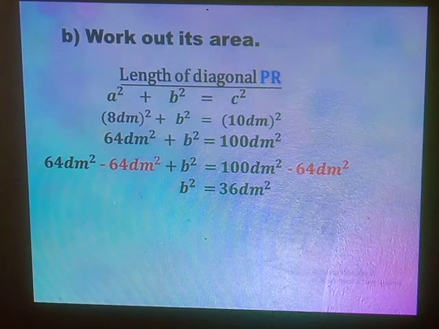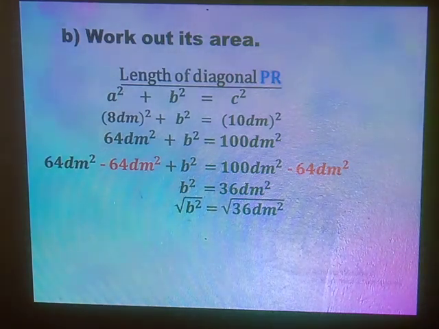So to proceed from there, we need to get the square root of both sides. We need the square root of B squared and the square root of 36 square decimeters. I believe you have done enough of this. Square root of B squared is B. Square root of 36 is 6. Square root of square decimeters will just be decimeters. So that one is just going to give us part of our diagonal PR.